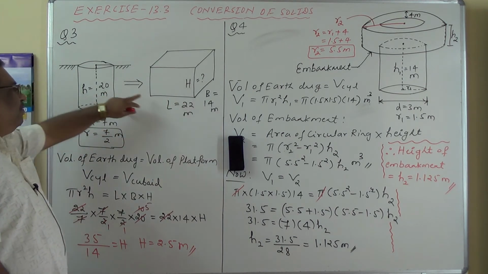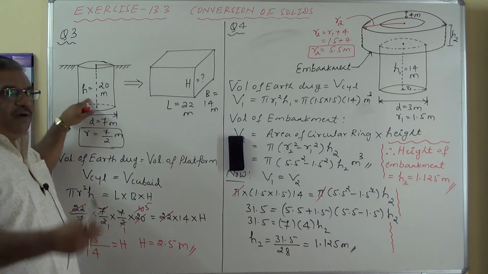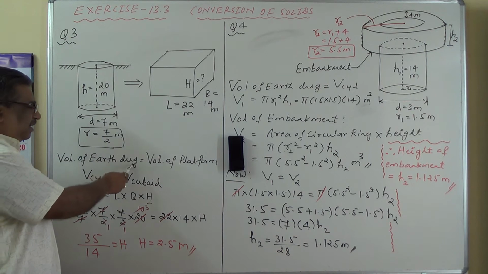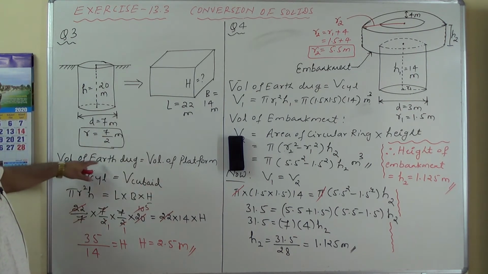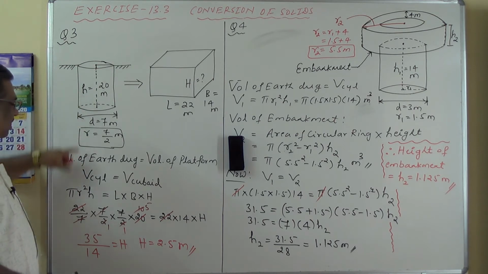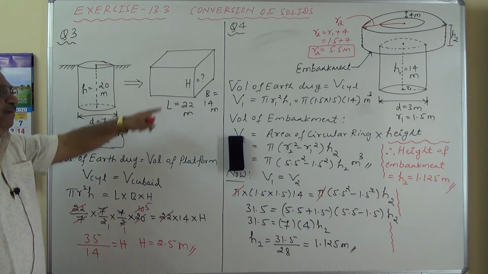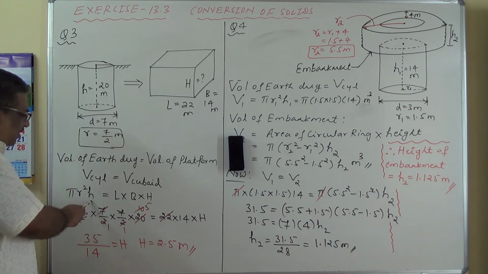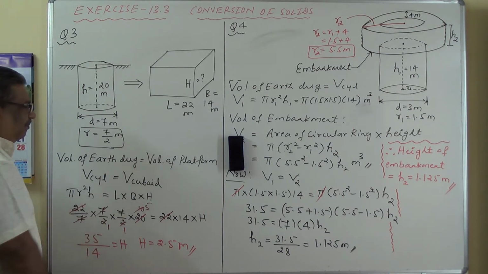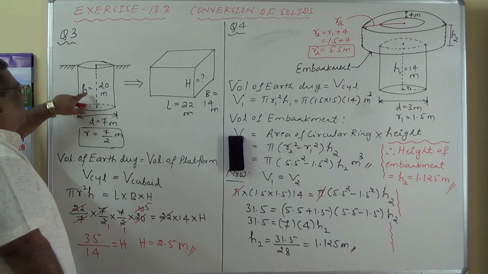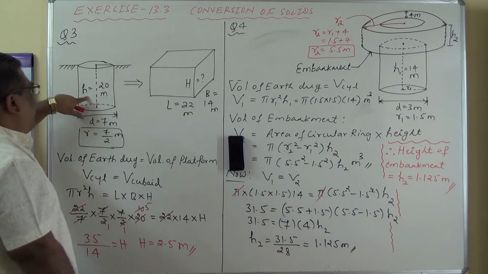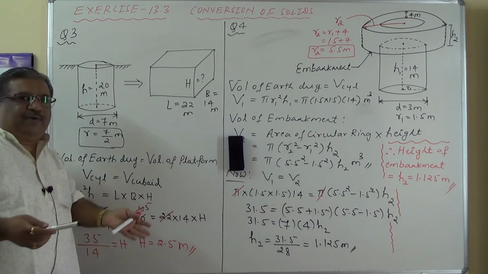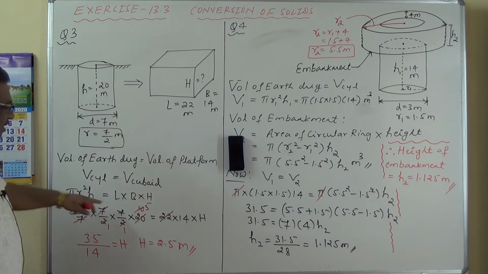So height, how to find that? Volume should be equated. Volume of the earth dug should be equal to volume of the platform, and volume of earth dug is nothing but volume of the cylindrical well. So volume of the cylinder should be equal to volume of the cuboid, because the platform is in the shape of a cuboid. So volume of the cylinder is pi r square h equals L into B into H, the volume of the cuboid. In order to distinguish between the height of the well and height of the cuboid, I have taken a small h as the height of the well and capital H as height of the platform, which is a cuboid. So pi r square h is equal to LBH.